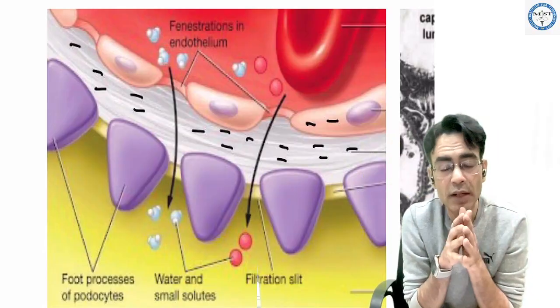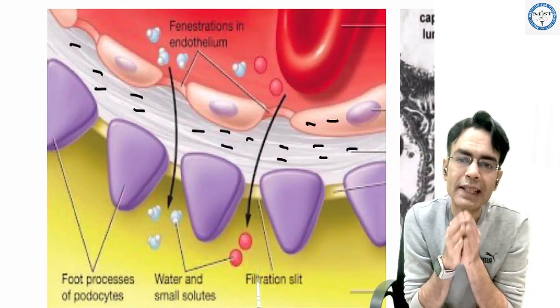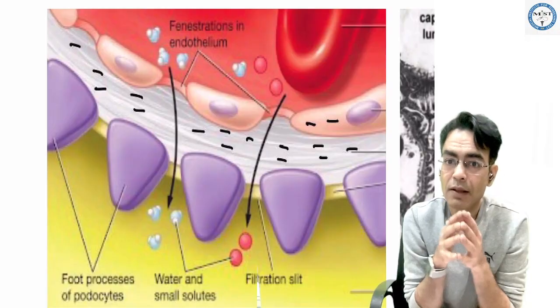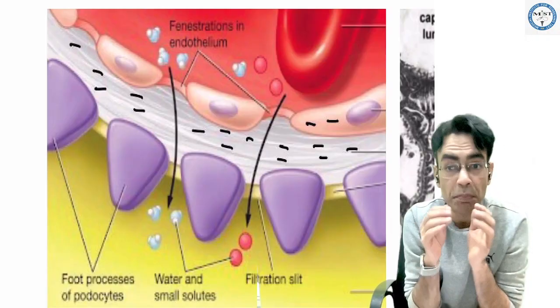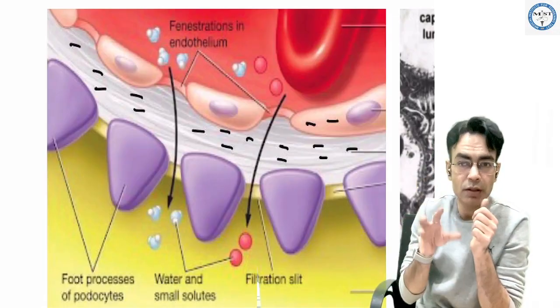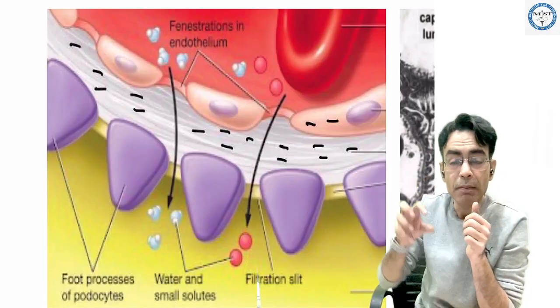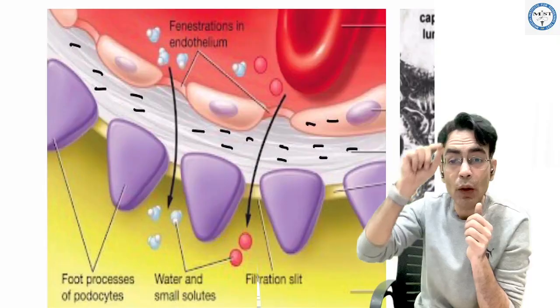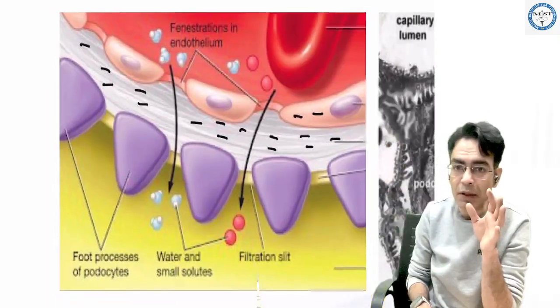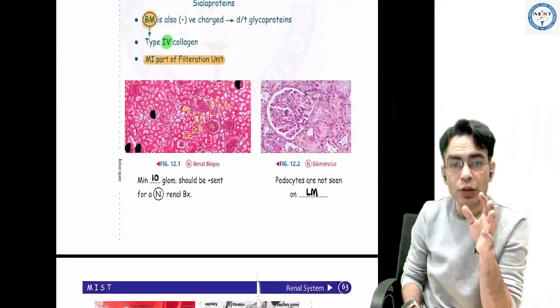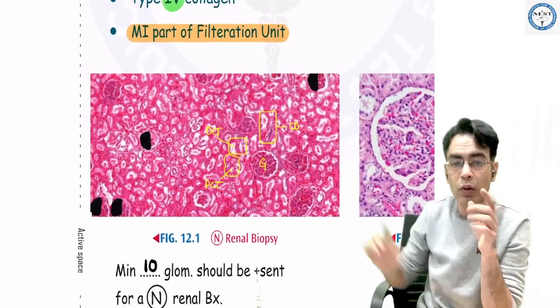So size and charge both are important, but what is the most important thing? It is charge, more than size, because size only stops big things from being released, but charge is not going to allow even the tiniest particle like albumin to come out. हालांकि थोड़ा बहुत आता है, there is a little bit which will come. ठीक है? Whenever you are seeing a renal biopsy, this is how it looks.